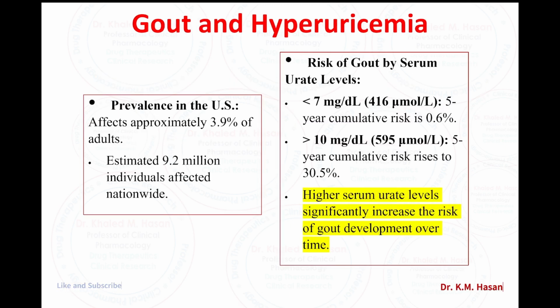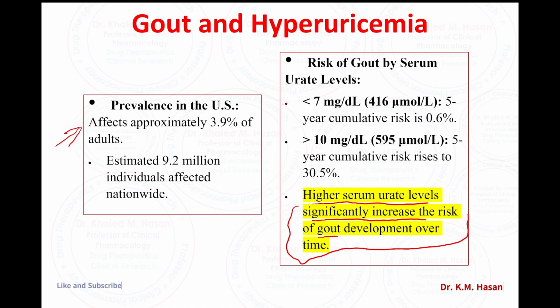Okay, gout and hyperuricemia. Speaking about prevalence in the United States, they found gout affects about 3.9% of adults, an estimated 9.2 million individuals nationwide. Gout is significantly related to the level of uric acid. When you have a high level of uric acid in the blood, this will lead to a significant increase of the risk of gout development over time.